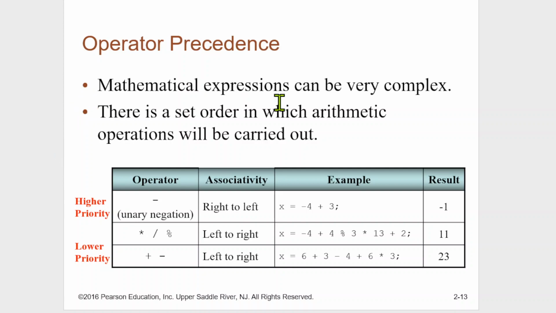Mathematical expressions can be very complex. There is a set order in which arithmetic operators will be carried out. Negation associates right to left.